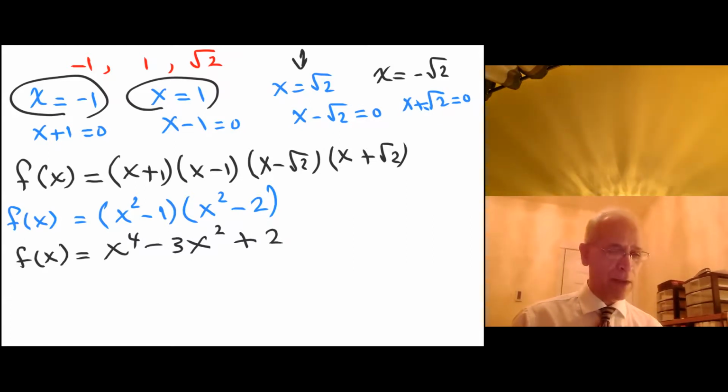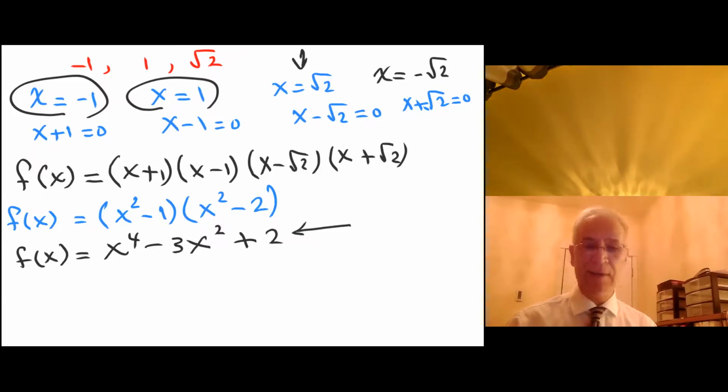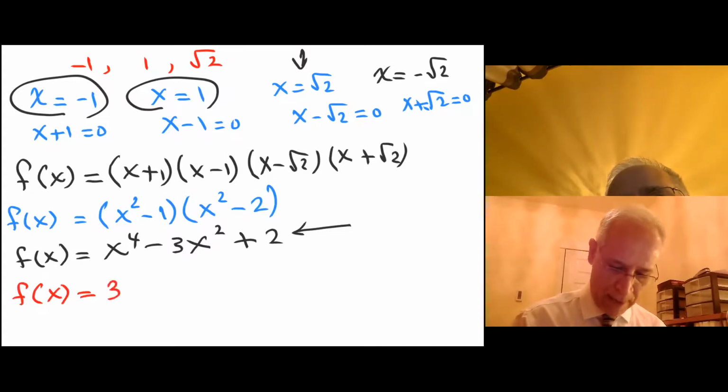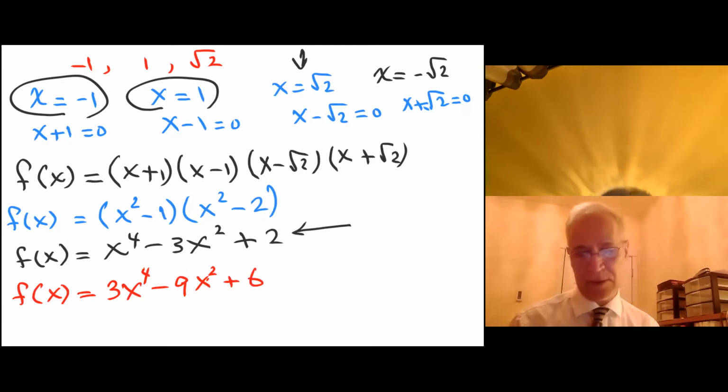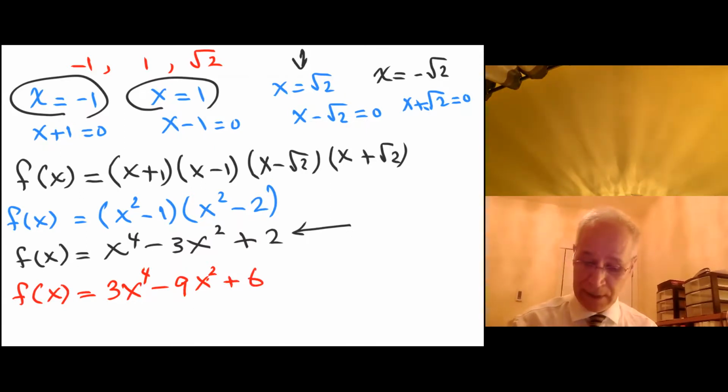Okay. Now the author is saying that the constant term is 6. So this 2, I want to turn this into a 6. So I'm going to multiply everything by 3. So f of x equals 3x to the fourth minus 9x squared plus 6. Now, the key to this problem is in the beginning, okay?